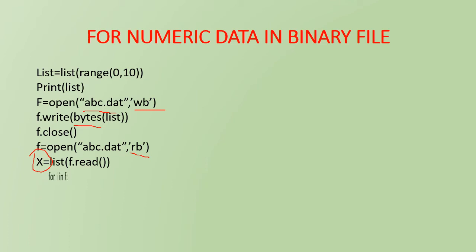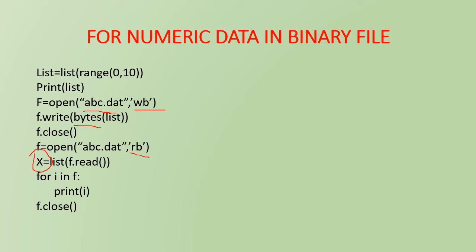And we wanted to read each and every number from it, data from it. That's why we are using a repeated operation, a for loop, and we are printing it, and then we can close it by using f.close(). So this is the way we are doing the numeric data.